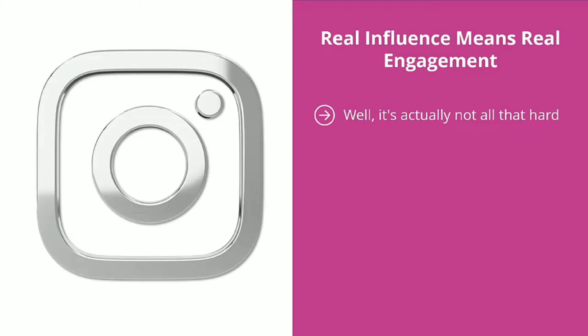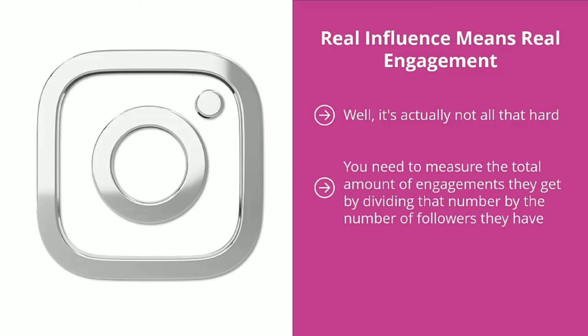You only need to look at the public statistics of these accounts. You can see the amount of engagement their content gets. You can also see how many followers they have. You need to measure the total amount of engagement they get by dividing that number by the number of followers they have. Look for a ratio. This is how you would know if there is enough engagement with that account. This is a way of seeing who's fake and who's not.